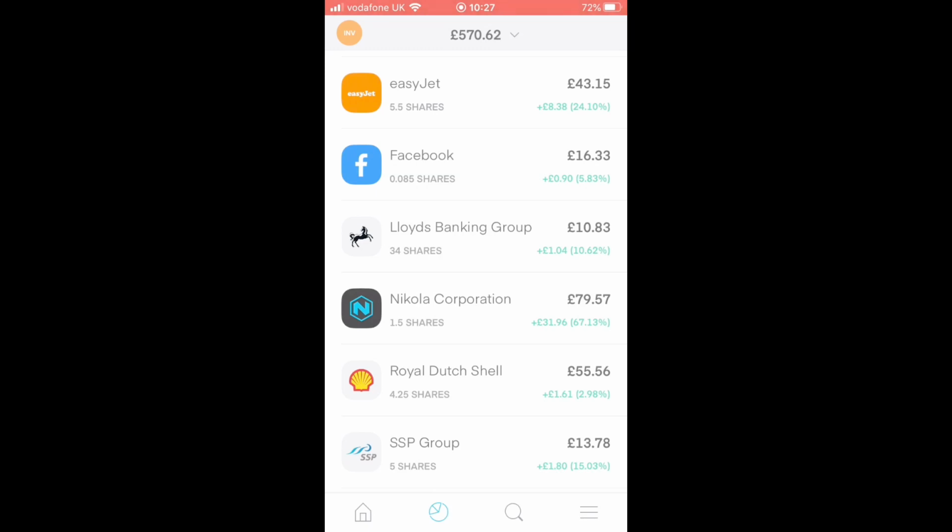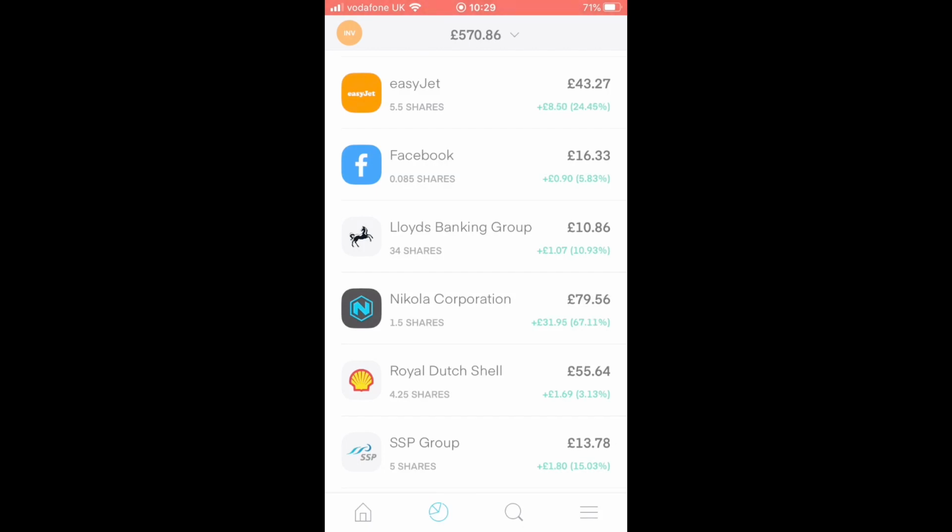That brings me back to Nicola Corporation, which, as you remember from last video, was up around 120%. As I said in my previous video, I didn't expect it to stay up at around 120%, and as you can see, it's dropped back to 67% in the last week or so. The rate of return from this company has fallen from £42.50 back down to £31.94. But again, in the few weeks I've held this company, I cannot complain at all.